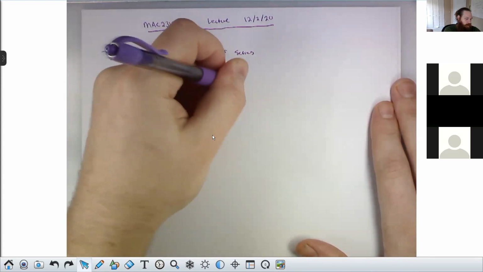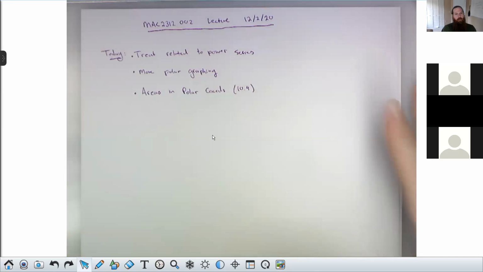which is section 10.4. 10.4 actually talks about tangents and arc lengths as well as areas. But really the only problem that's made better in the polar coordinate system is the area problem. So we're just going to distill this down to the most beautiful and most necessary stuff. But I want to start with a special treat.